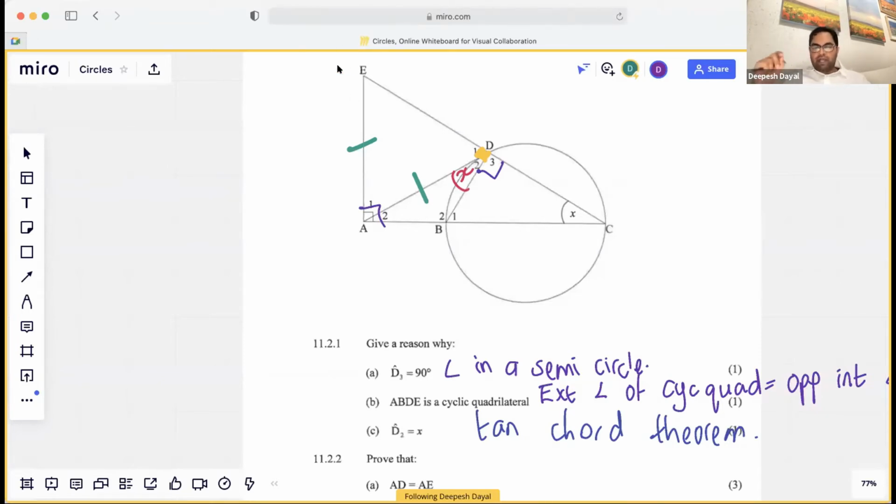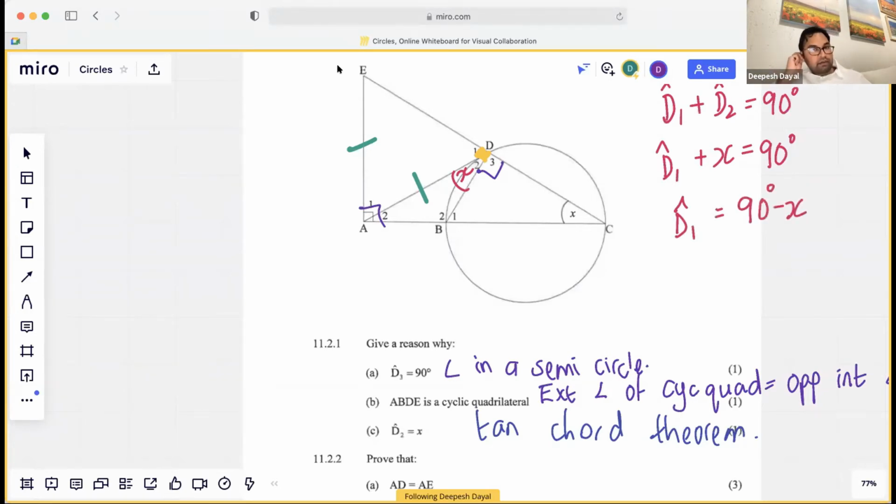So what does that make D1? We know that D1 plus D2 equals 90, right? But D2 equals X. So D1 equals 90 minus X. So D1 equals 90 degrees minus X. Are you all following with that? D1 is 90 minus X, right?